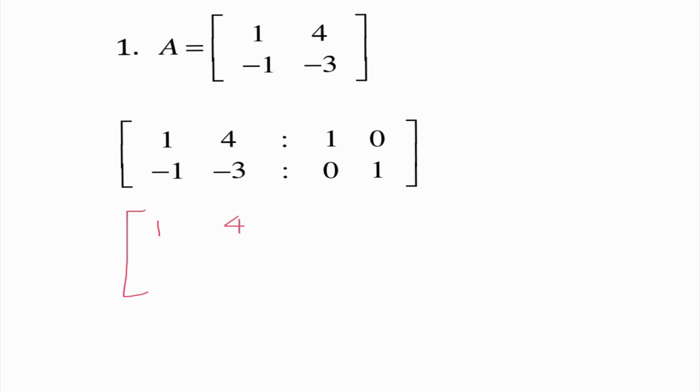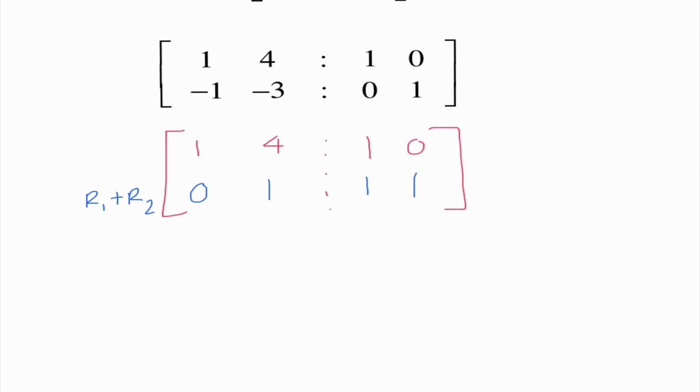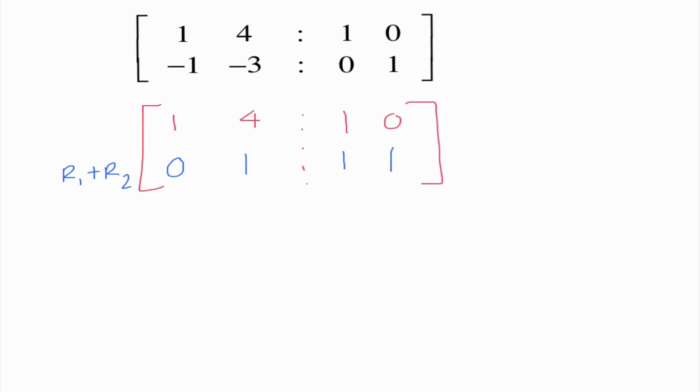1, 4, 1, 0. Now to make this into a 0, I'm thinking I should do row 1 plus row 2. 1 plus -1 is 0. 4 plus -3 is 1. 1 plus 0 is 1. 0 plus 1 is 1. And who said Gauss-Jordan elimination was not useful? You guys weren't thinking about the inverses. Okay, so moving on here.